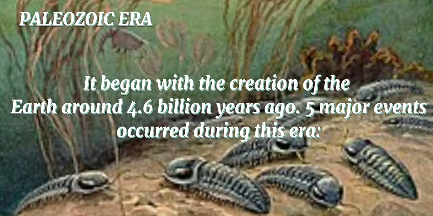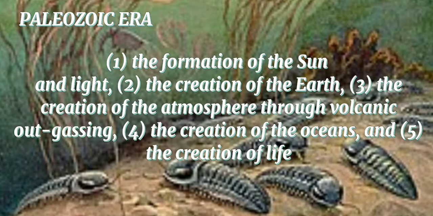Paleozoic era. It began with the creation of the Earth around 4.6 billion years ago. Five major events occurred during this era. First, the formation of the sun and light, the creation of the Earth, the creation of the atmosphere through volcanic outgassing, the creation of the oceans, and the creation of life.